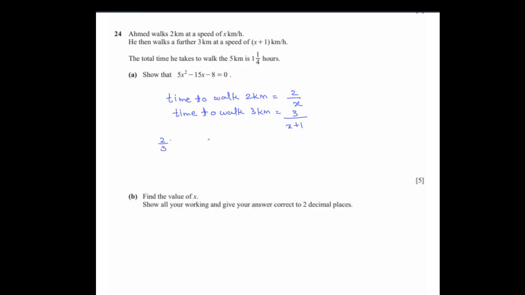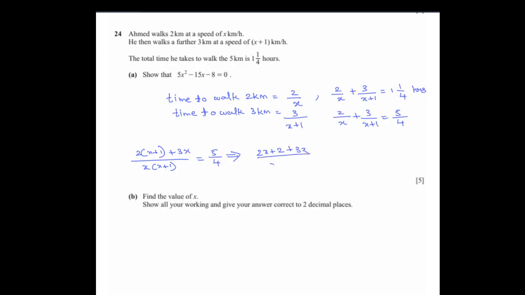So 2 by x, let me write here, 2 by x plus 3 by x plus 1 is equal to 1 1/4 hours. Make this into an improper fraction: 4 times 1 is 4, 4 plus 1 is 5, so 5 by 4. Now make these two fractions into one fraction. The denominator will be x into x plus 1, and 2 into x plus 1 in the numerator, and 3 into x, equal to 5 by 4. Again simplify, open the brackets: 2x plus 2 plus 3x by x square plus x is equal to 5 by 4. Cross multiply.